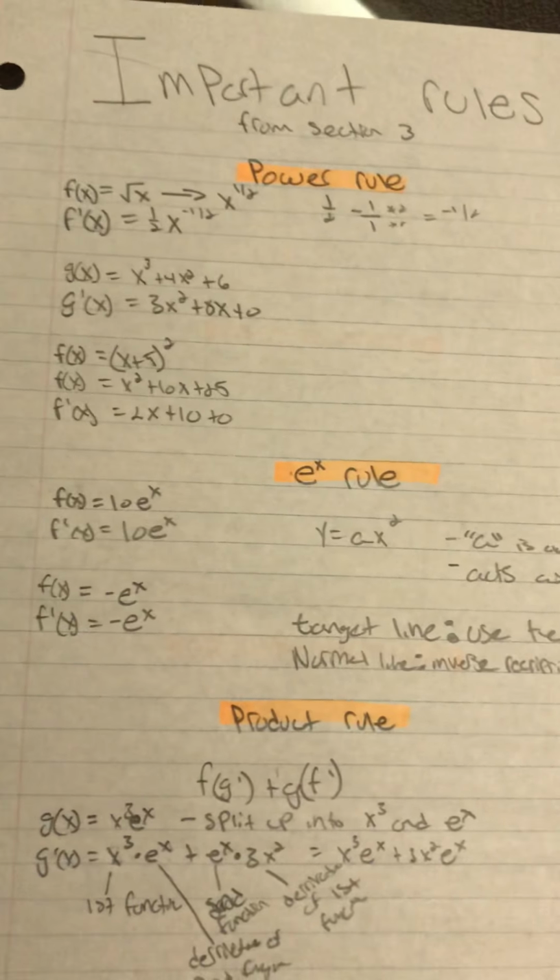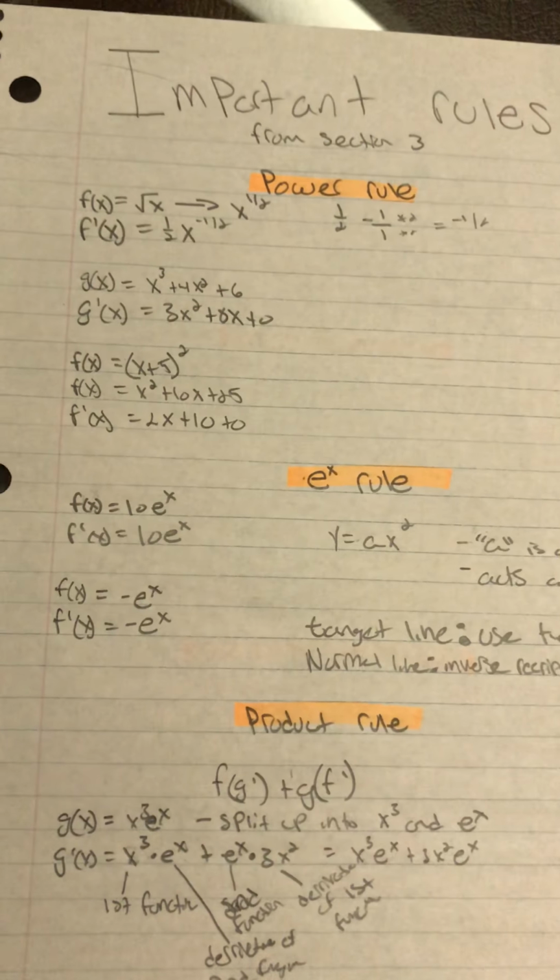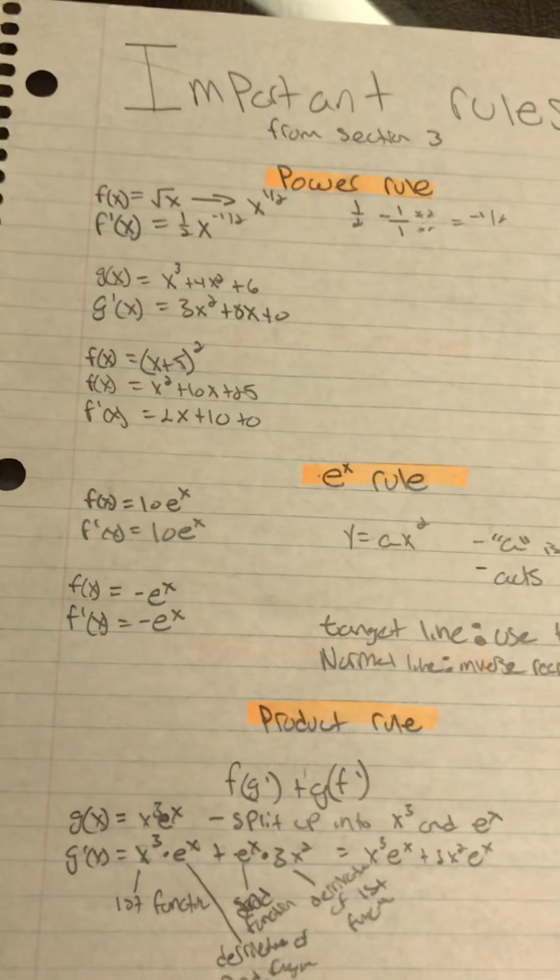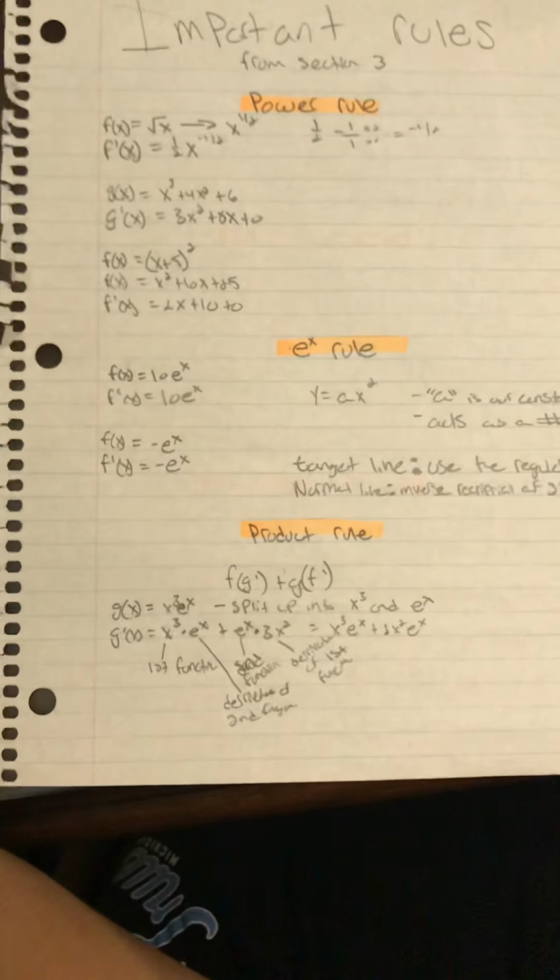Next, for f of x equals (x plus 5) squared, you have to expand that first, and then you do the same thing as I did above.